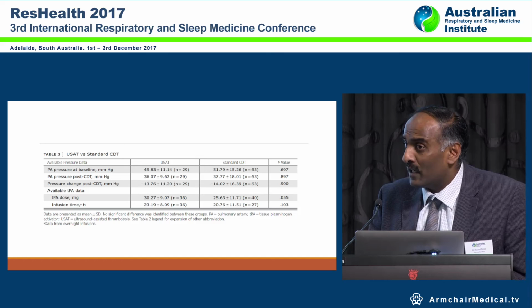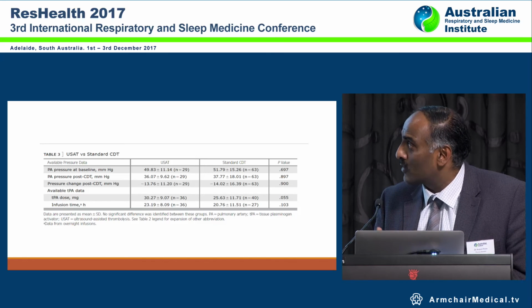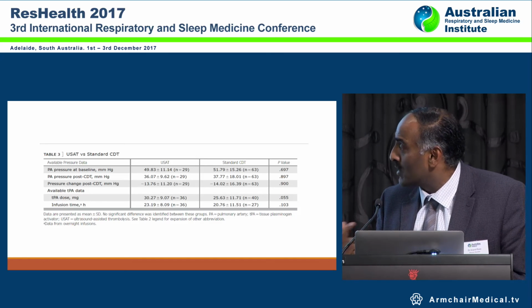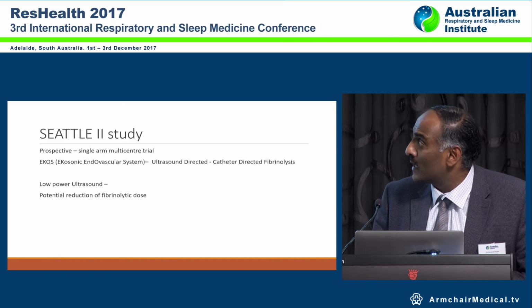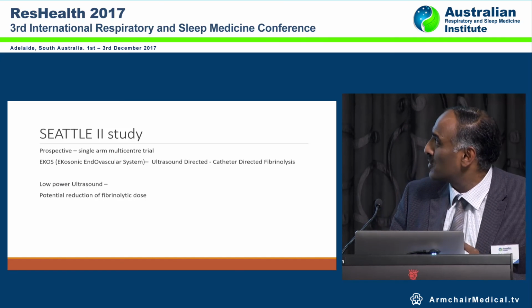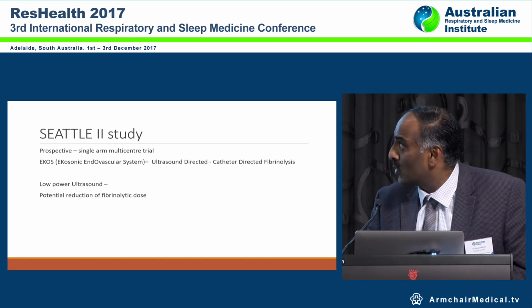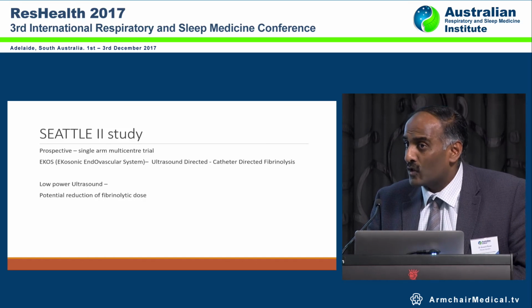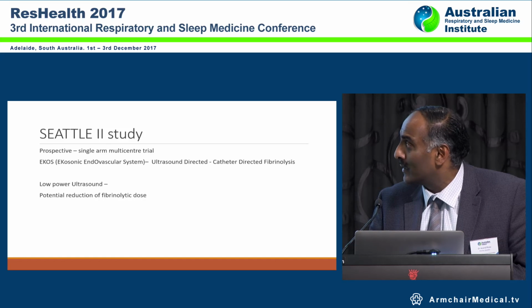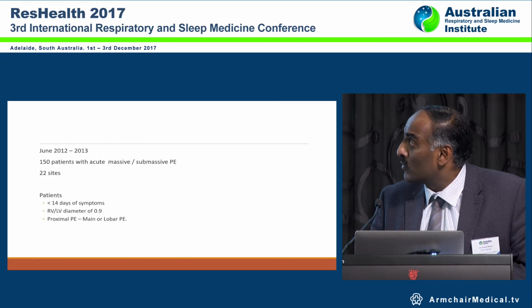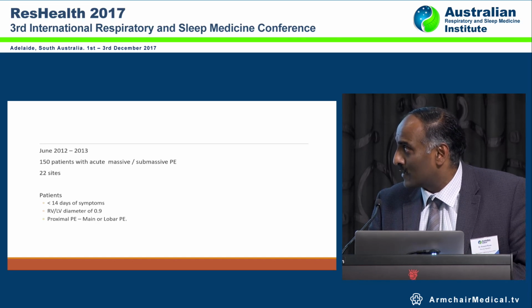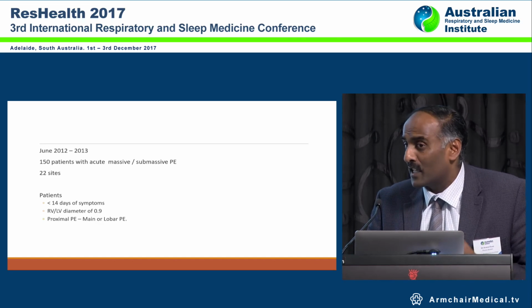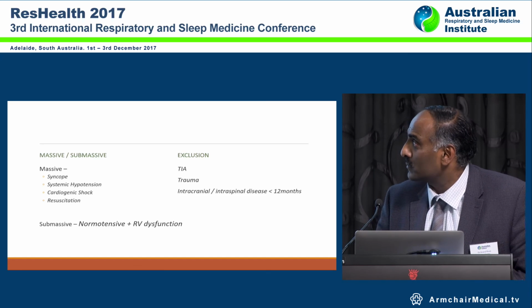You have the ultrasound-assisted device, which gives ultrasound pulses, and the directed thrombectomy, and they are similar. The SEATTLE II study, again, looked at complications, a specific ultrasound-guided catheter-directed device called EKOS. They use low-power ultrasound, and there are pulses delivered inside the thrombus. So they recruited 150 patients, with less than 14 days of symptoms, and mainly they were proximal PE, and that is one of the prerequisites for this.